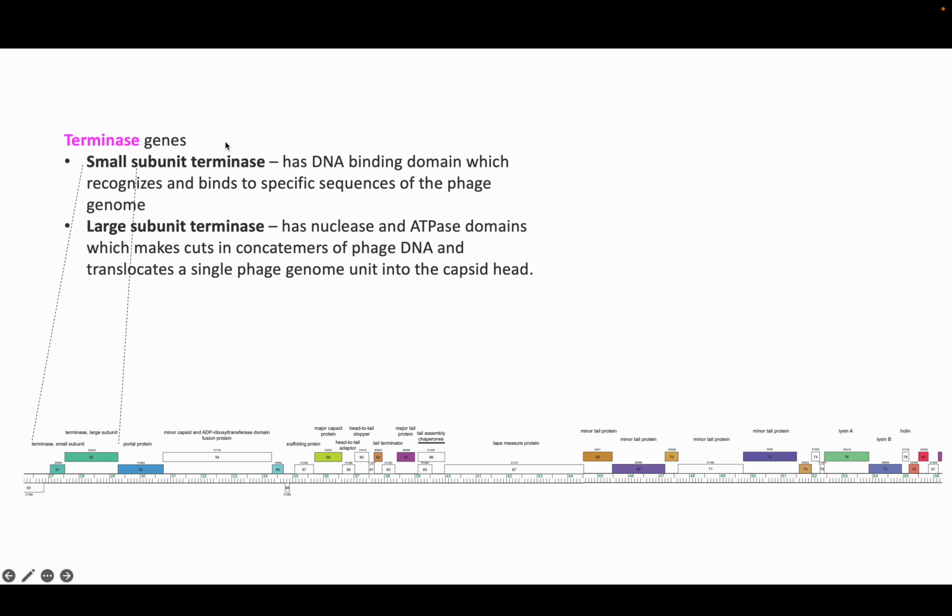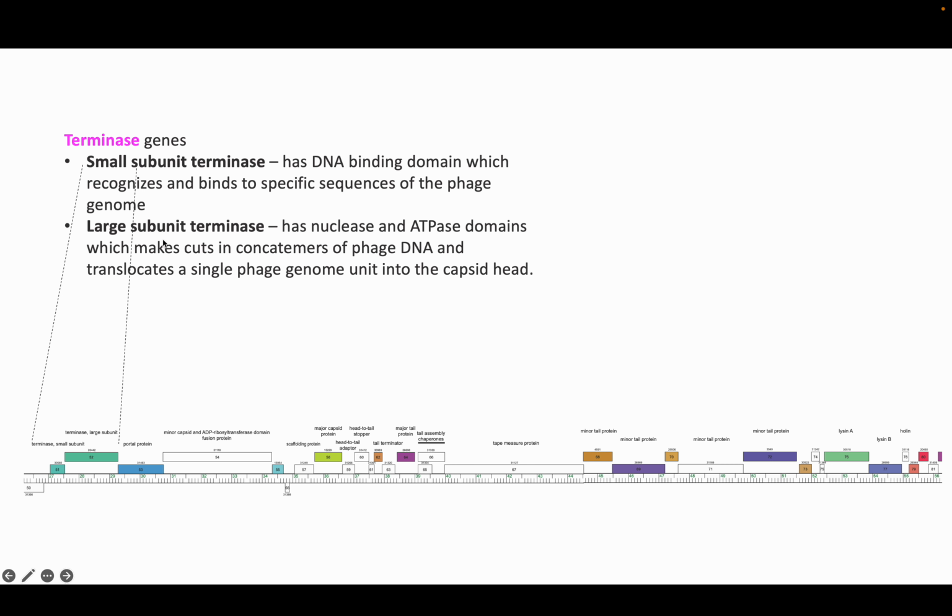Okay, the terminase genes. There's usually two terminase genes found in a phage genome. One is called the small subunit terminase, and its job is to bind DNA. It has a DNA binding domain, and it binds specifically to sequences in the phage genome. This allows the terminase to interact with phage DNA rather than host DNA.